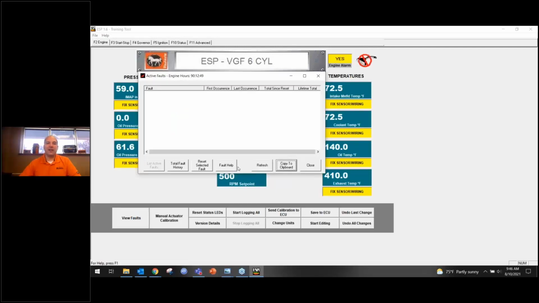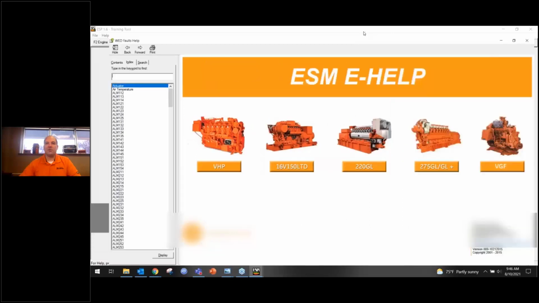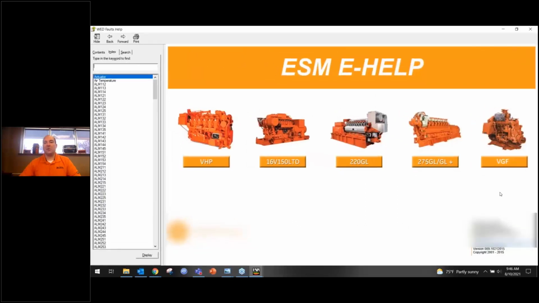Now, of course, I'm not going to find any faults. If I pull this up, it actually pulls my last ECU that I connected to. So if you look, here's our instance from before where we had a high coolant temp and the open circuit. And then that allows me to move into eHelp. So in some ways, it's easier to just move into help and help contents and jump right in rather than using the exit down on the bottom in the training tool. I can go ahead and pull my VGF, and we looked at our P codes.